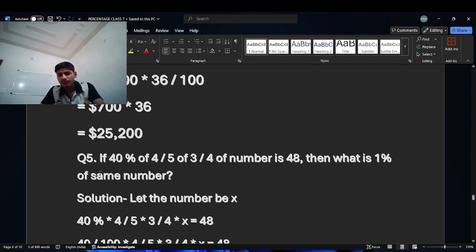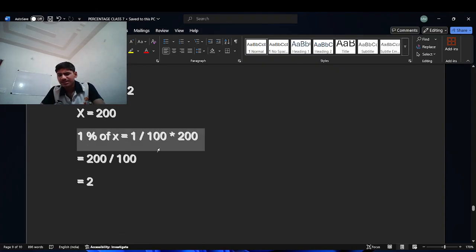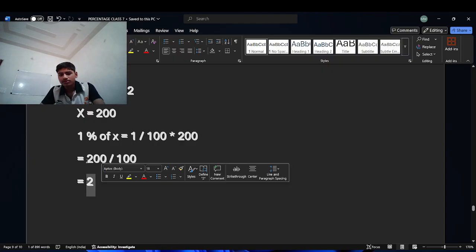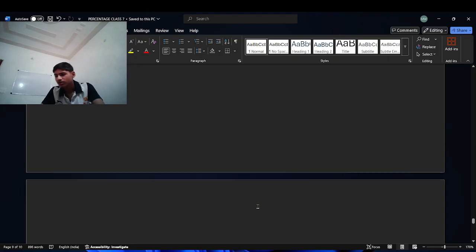Now what do you have to find? 1% of the same number. So 1% of the same number will be 1% of x. To remove the percent sign, divide by 100. 1 divided by 100 multiplied by 200. So 200 divided by 100, the 0s cancel out in both terms, so the answer is 2. So here we have reached the end of the session.